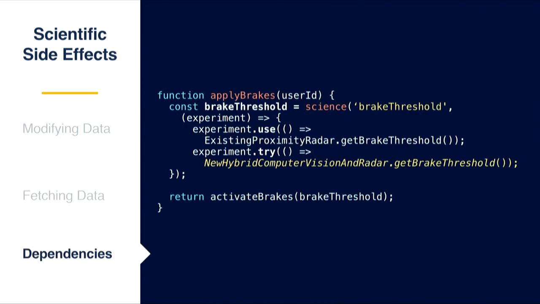Let's say in this case of this semi-autonomous vehicle, there's a critical function called apply brakes. And within that is a threshold as to when the system should apply brakes, maybe at a certain distance when it detects an object in front of it. The existing system might be using proximity radar on its own, but we can try a new system that's also using cameras. The rest of the system is going to use that existing brake threshold value, and that's what's actually going to be used to apply the side effect of activating the brakes.